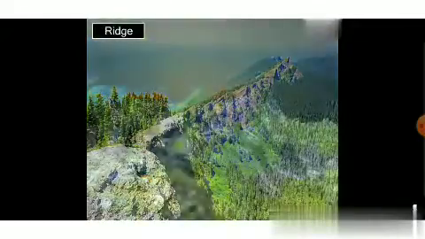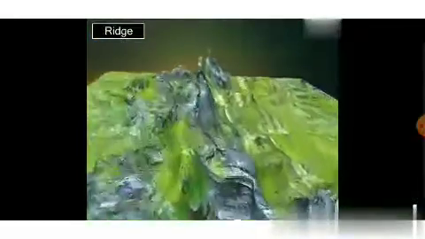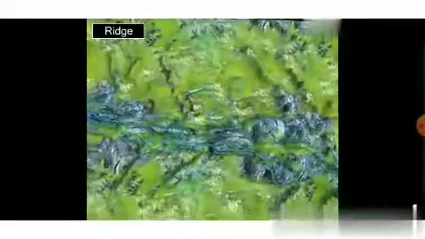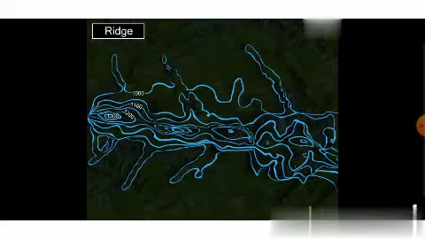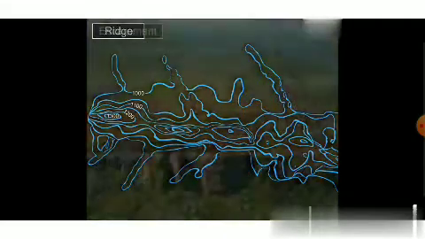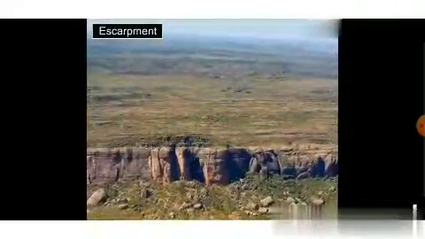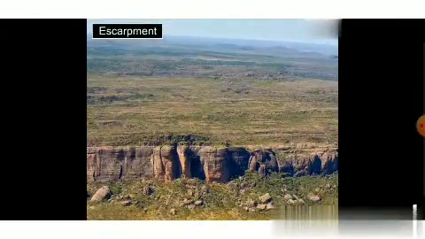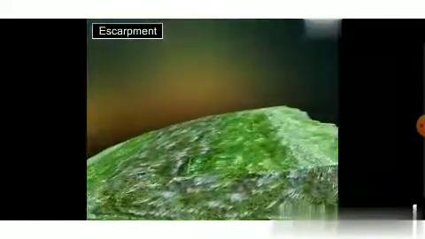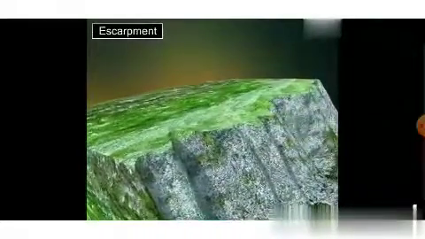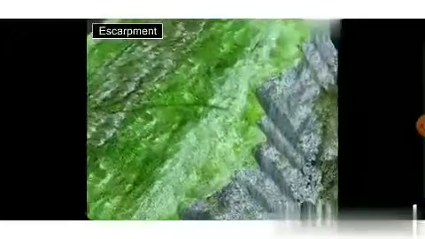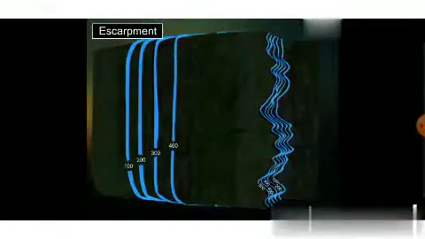Ridge. A ridge is represented by U-shaped or V-shaped contour lines. The line of high ground with height varies along its crest. Escarpment. Escarpment's higher part is called crest. Scarp and dip always occur together. Contour lines are closer towards the scarp and further apart towards the dip slope.